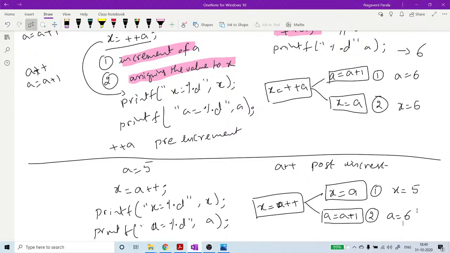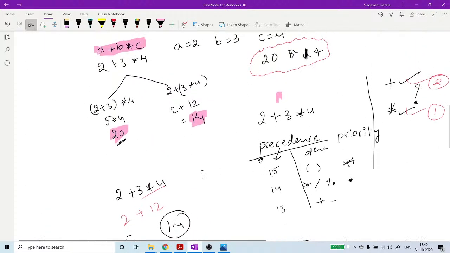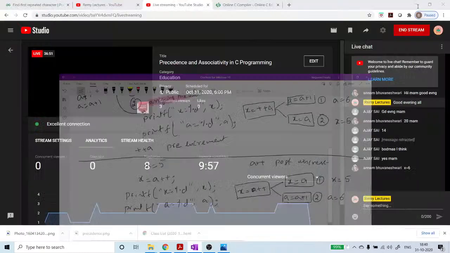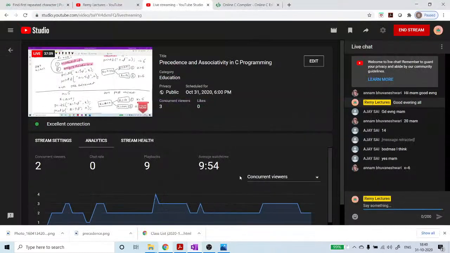Is it clear? Then we'll start writing the program. So we'll write 2, 3, 4, this one as well as this increment and decrement also in the program, and we'll show you.